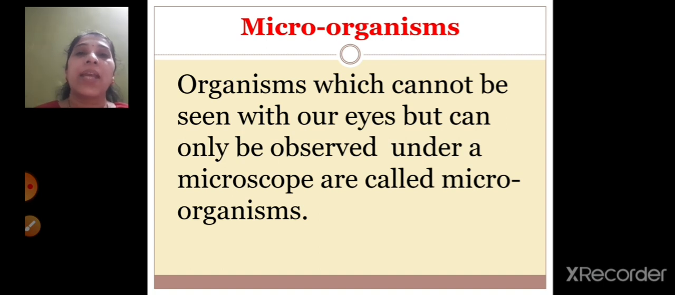So microorganisms we cannot see by our naked eye, so we require a microscope to see these microorganisms. By the name micro only you can understand, micro means small. So these are small organisms which we cannot see by the naked eye. If the definition is asked, what are microorganisms, you can write: organisms which cannot be seen with our eyes but can be observed only under the microscope are called microorganisms.